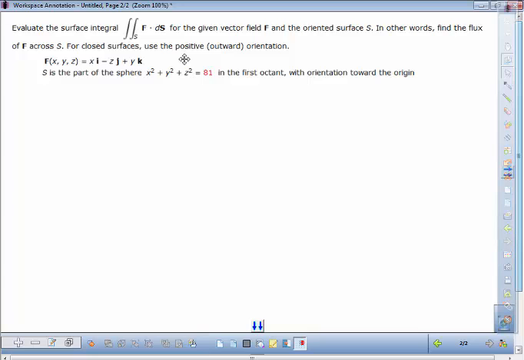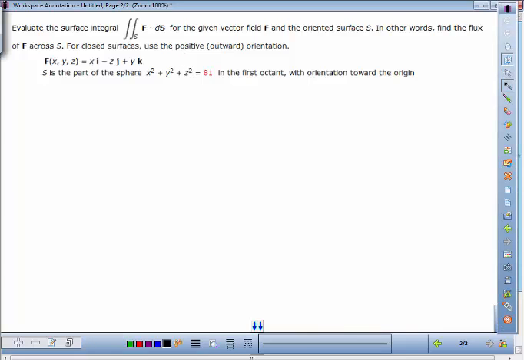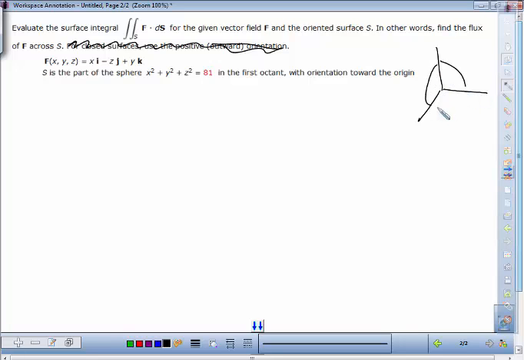Here, they say for this is a generic question, I guess. So it's not a closed surface. We're just talking about the front part, the first octant part of the sphere. So not that we need to draw it, but imagine that this is part of a sphere. We're just looking at this first octant part of the sphere.